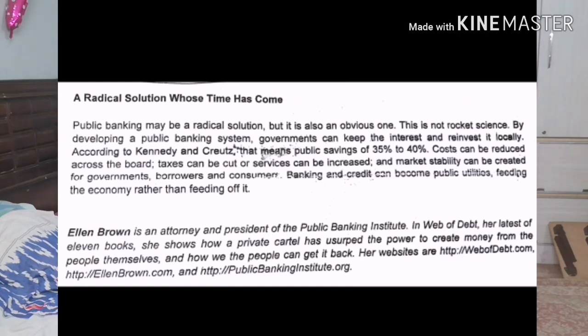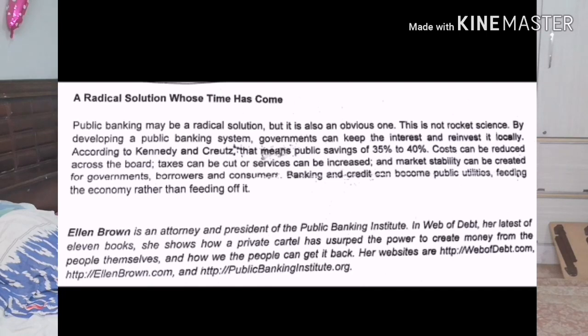According to Kennedy and Cruz, that means public savings of 35% to 40%. Costs can be reduced across the board. Taxes can be cut, or services can be increased, and market stability can be created for governments, borrowers, and consumers. Banking and credit can become public utilities, feeding the economy rather than feeding off it.